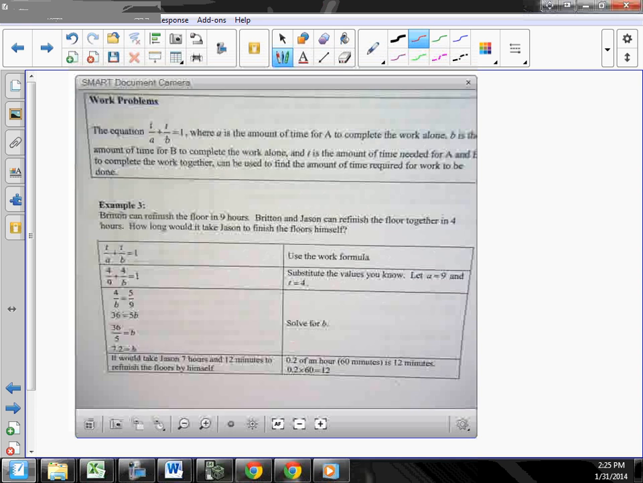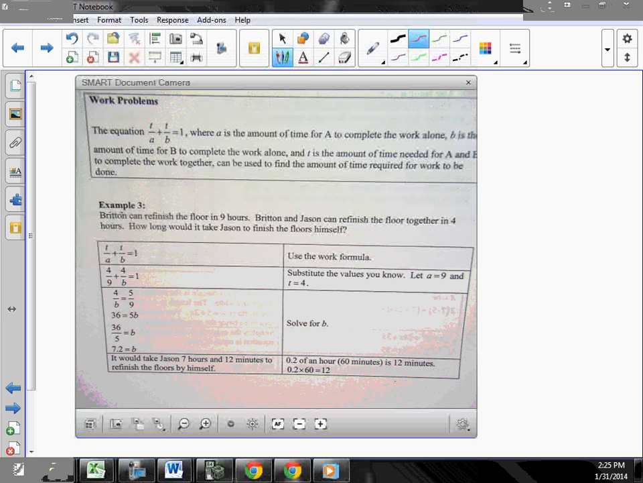So let's say that Chase and I were chopping wood, and it takes him 4 hours to chop 3 logs. Yeah, you're not very good.